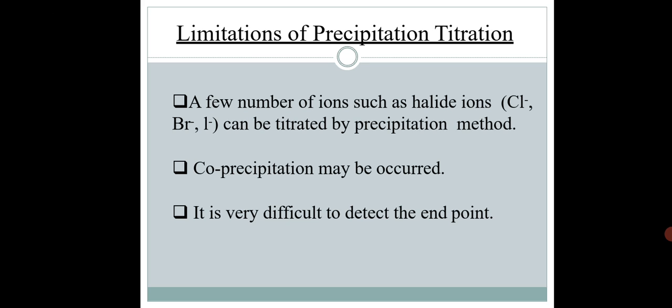Then limitations of precipitation titration. A limited number of ions such as halide ions can be titrated by the precipitation method, but among halides, iodide is not quantified by precipitation titration. Co-precipitation may occur, and it is very difficult to detect the endpoint, and it has limited use because of the lack of indicators to detect the endpoint during the titration, and it also has a slow rate of reaction. So, this is all about the basics of precipitation titration.